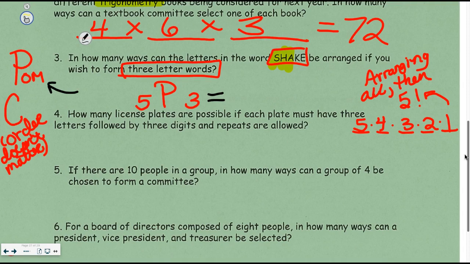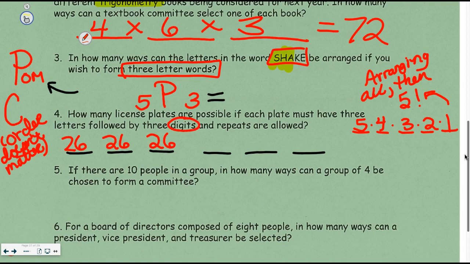So how many license plates are possible? If each plate must have 3 letters, a letter and a letter and a letter, followed by 3 digits, digit, digit, digit. So you have to figure out, well, how many could the first letter be? Well, there's 26 letters in the alphabet. Maybe your license plate starts with a T. But it says repeats are allowed. So the second one might also be a T. So you still have 26 to choose from. Maybe it was TTT, so 26 to choose from.